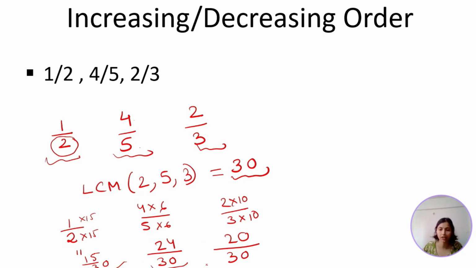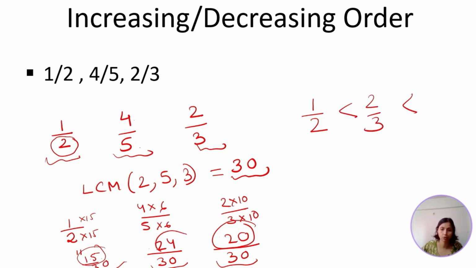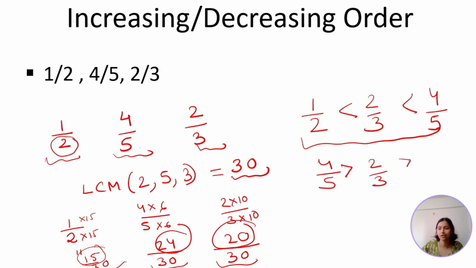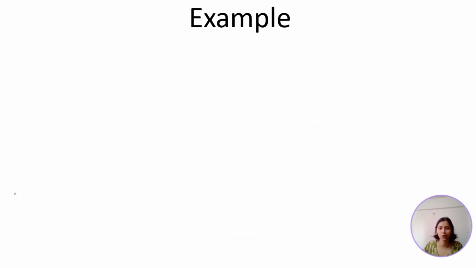Now all these fractions have the same denominator. Now we can compare the numerators. Now we know the 15 is the smallest. So 1 by 2 is the smallest. Then comes the 20, so 2 by 3. And then comes the 24, 4 by 5. So this is the increasing order. Or if I have to put it in the decreasing order, this is the decreasing order. So for increasing and decreasing order, I need to bring the denominator same.